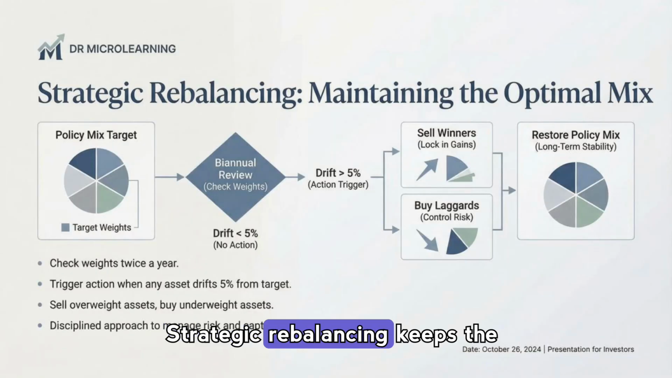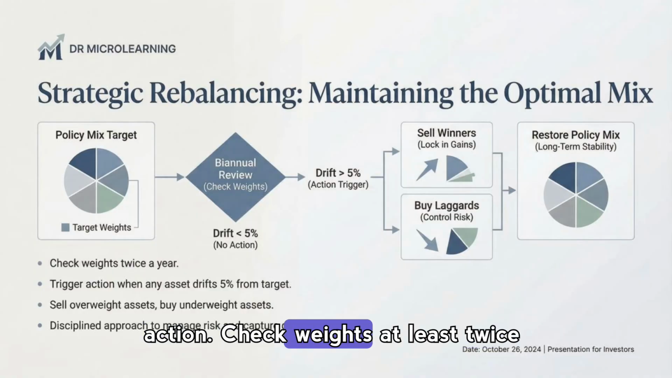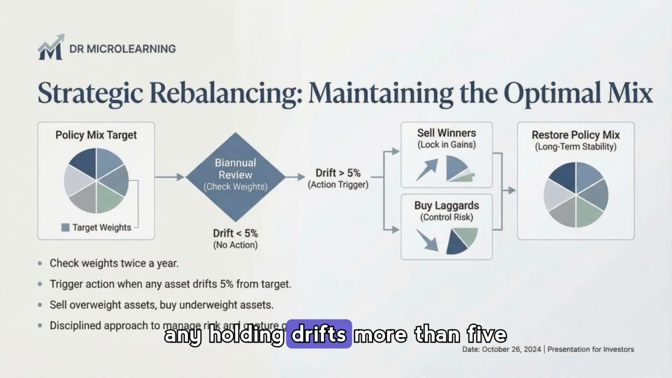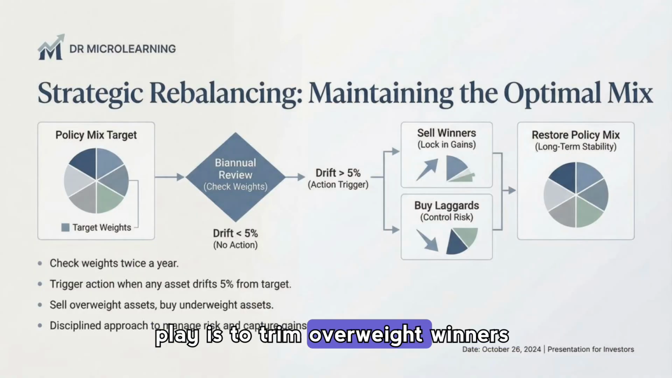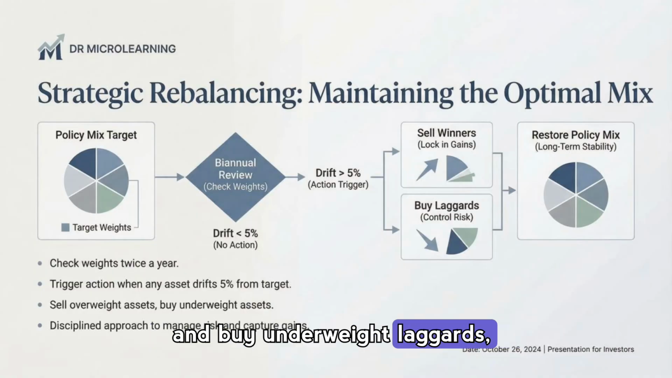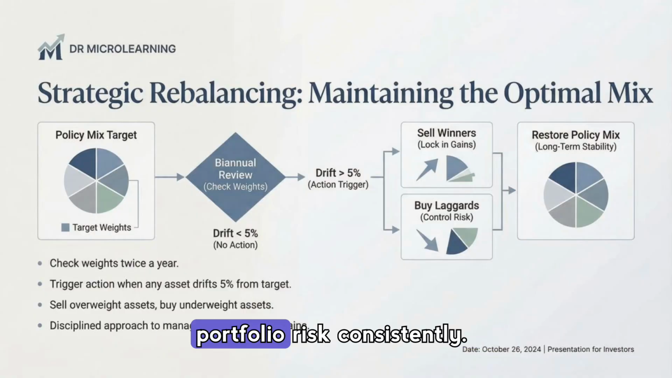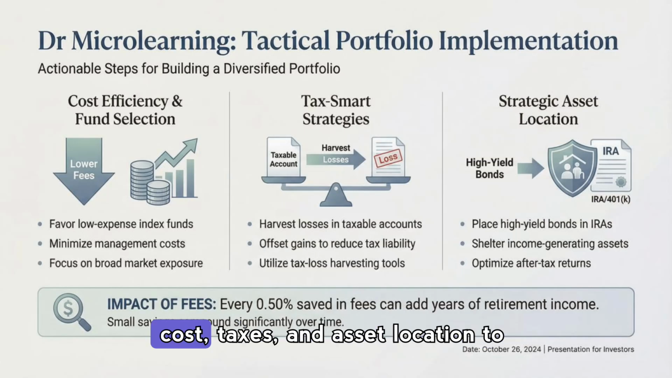Strategic rebalancing keeps the portfolio close to its policy mix through disciplined review and action. Check weights at least twice a year and trigger adjustments when any holding drifts more than 5% from target. The discipline play is to trim overweight winners and buy underweight laggards, restoring long-term stability and locking in gains while managing portfolio risk consistently.